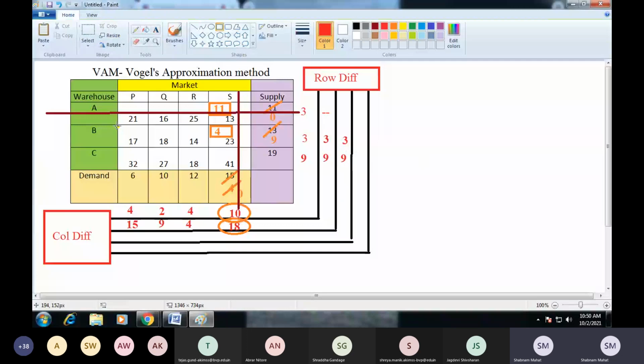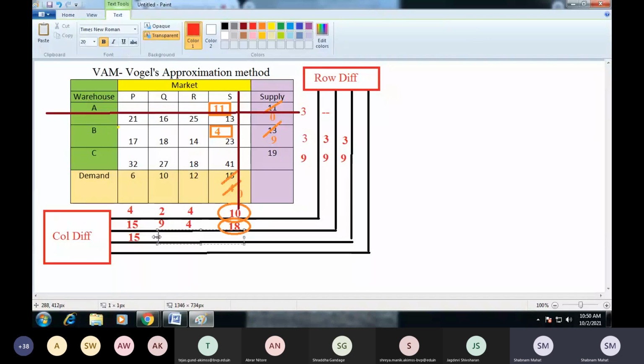Now my first column contains two values, 17 and 32. When I find the difference between both values, the difference is equal to 15, so I write 15 here. Again, I check the second column, 18 and 27. The difference between 18 and 27 is equal to 9. Again, I write 9 here.